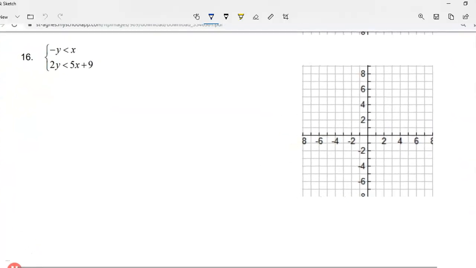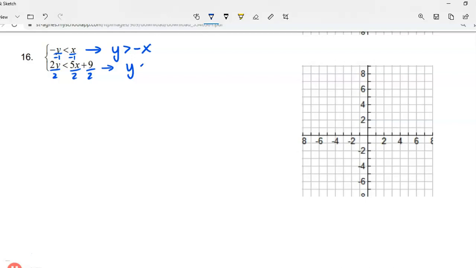All right, so for this one, number 16, this one's pretty interesting, but don't let it freak you out. So for this one, I'm just dividing by -1, which again, I'm going to switch the sign. So I get y greater than -x. For this one, let's divide by 2 everywhere to each term. So this becomes y less than 5/2 x, which is 2.5, but we don't need that. Now again, 9 divided by 2, I already know that that's the same as 4.5. Okay? Do your division, top and bottom out, change to a decimal.